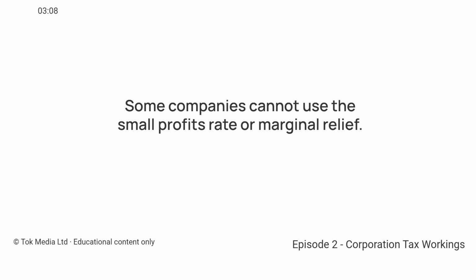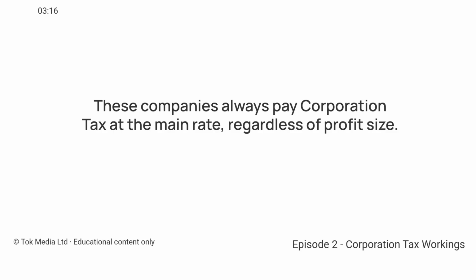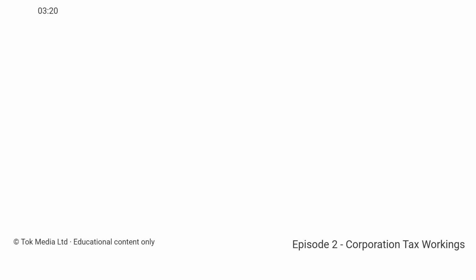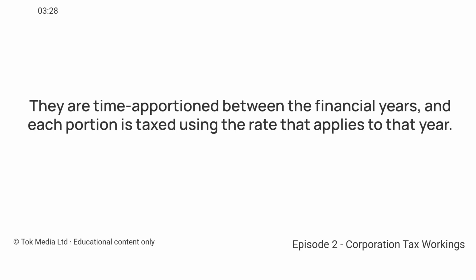Some companies cannot use the small profits rate or marginal relief. This includes close investment holding companies. These companies always pay corporation tax at the main rate, regardless of profit size. If a chargeable accounting period spans two financial years with different rates, profits are split. They are time apportioned between the financial years, and each portion is taxed using the rate that applies to that year.